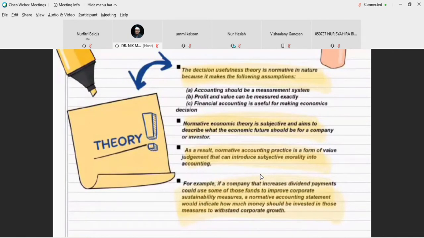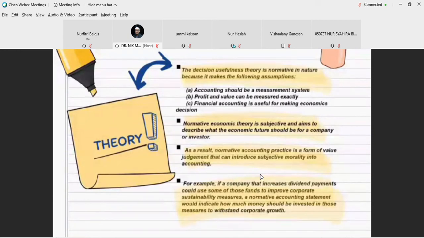The decision usefulness theory is normative in nature because it makes the following assumptions. A. Accounting should be a measurement system. B. Profit and value can be measured exactly. C. Financial accounting is useful for making economic decisions.